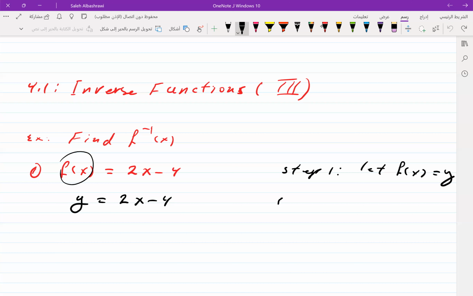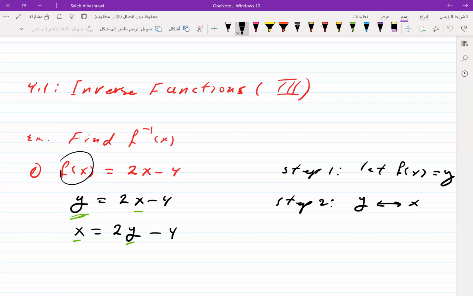Step number 2: replace y by x and x by y. You can say interchange between y and x. Let x equal y and y equal x. So I'm going to write x instead of y on the left-hand side. Replace y by x and x by y. So it is x equal to 2 multiplied by y minus 4. That is what we did: we replaced y by x and x by y.